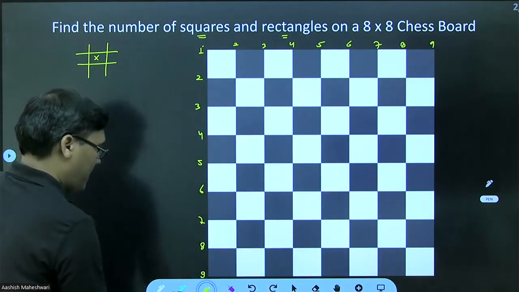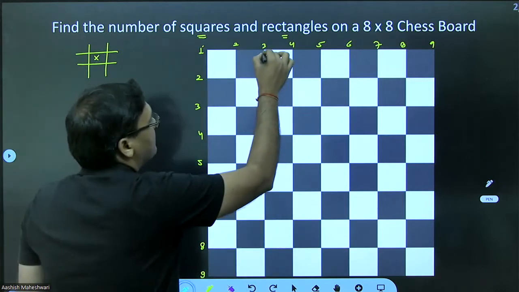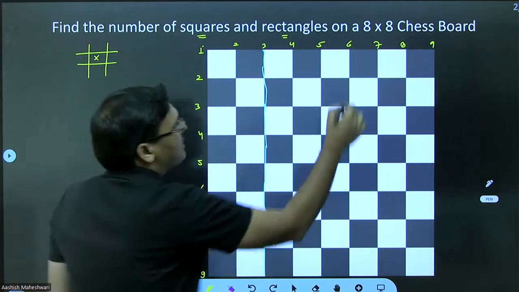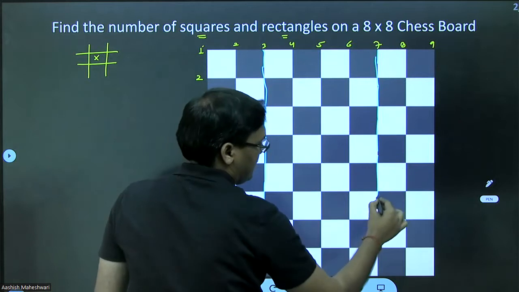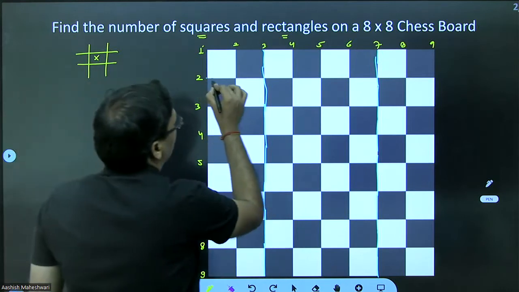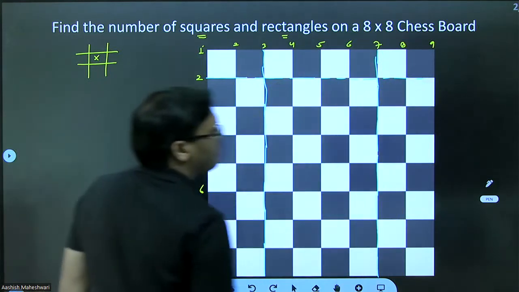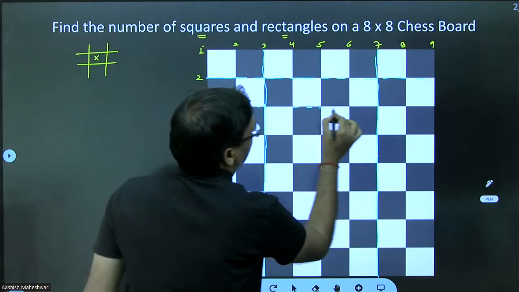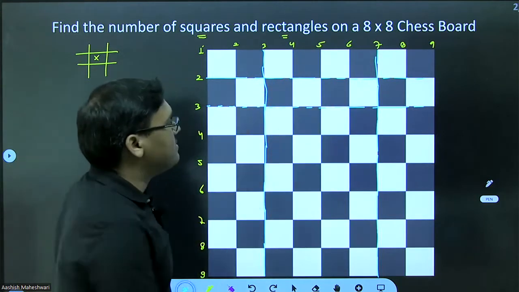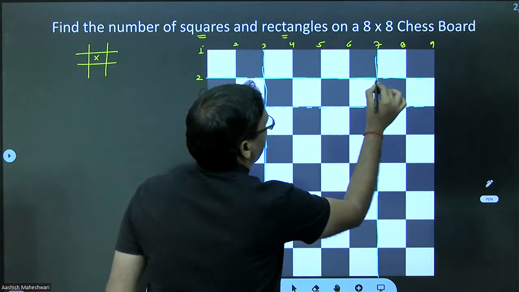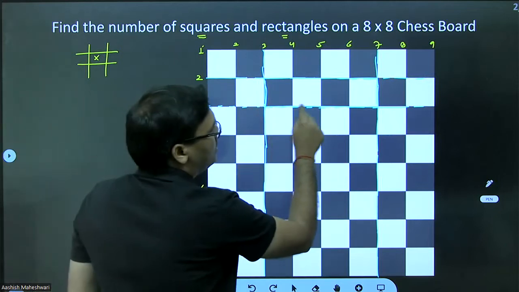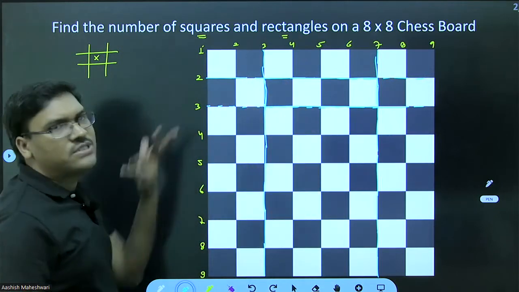Now let's say I want to form a rectangle. For example, I select this vertical line, and this vertical line. I can select any 2 vertical lines. And I select 2 horizontal lines. Let's say I selected this horizontal line, and similarly this horizontal line. Using these 2 vertical lines and these 2 horizontal lines, I can make a square, which has the dimension 1, 2, 3, 4, 4 cross 1. This is the rectangle dimension, right?